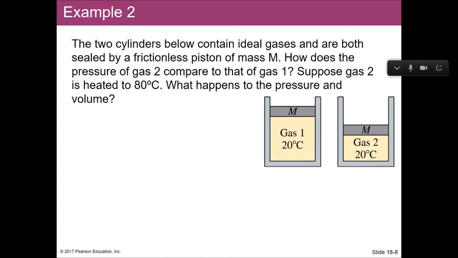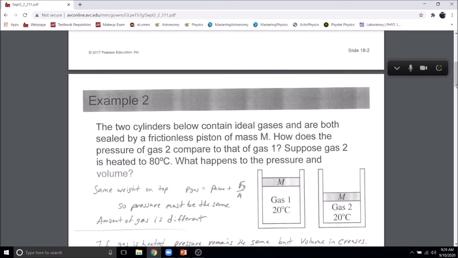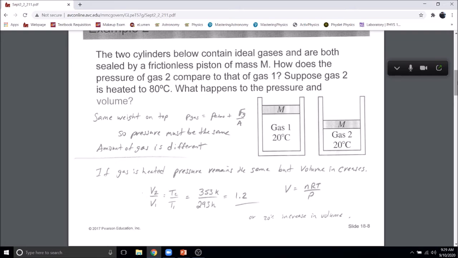Fantastic. All right, let's do another example here. I'll bring up my slide for this. So we've got two cylinders of gas with the same temperature, but the volume of the first gas is a bit larger. So we've got to figure out why that would be. They both have the same piston on top, and we want to see how the pressure of gas 2 is going to compare to that of gas 1.